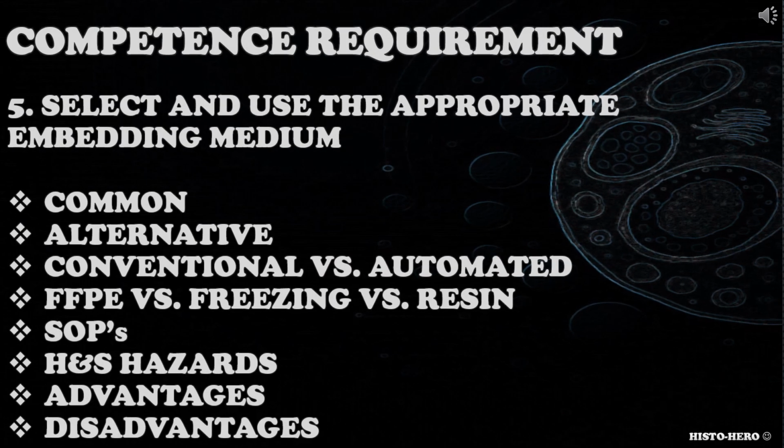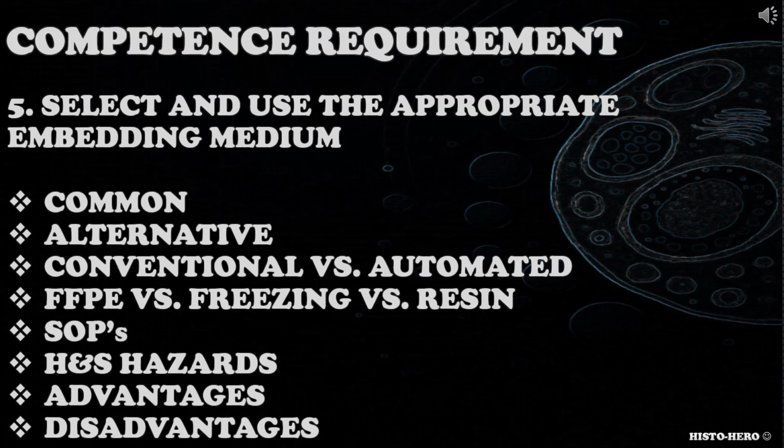The fifth competence requirement is select and use the appropriate embedding medium. Candidates should be able to select and use appropriate embedding media. What embedding medium does the candidate use in your lab? Do they know why and when to use appropriate embedding media? Do they use different embedding medium for different samples? Do they use the embedding media safely? Do they follow local protocols and SOPs when selecting and using appropriate embedding media?